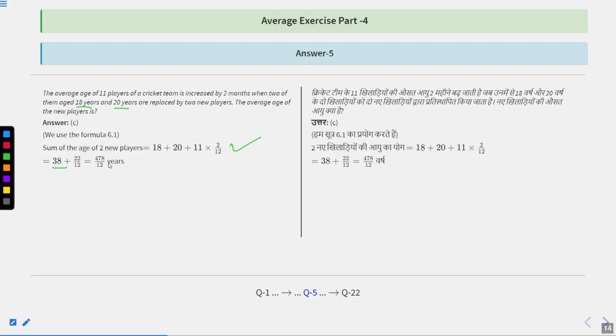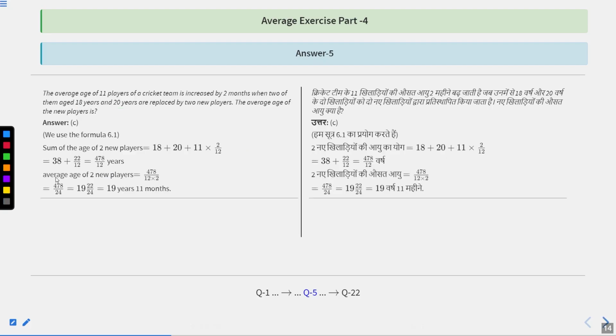When we calculate it, we get 478 by 12 as the total age of the 2 new players. So we divide by 2, because this is the total age of 2 new players. So what will be the average? Dividing by 2, we get the value of 19 years 11 months. Clear? Next one.